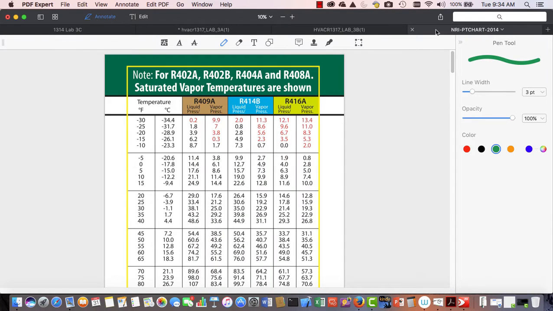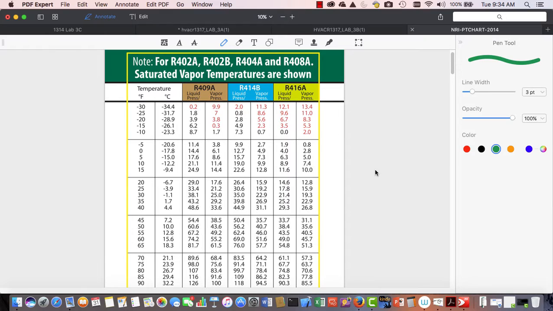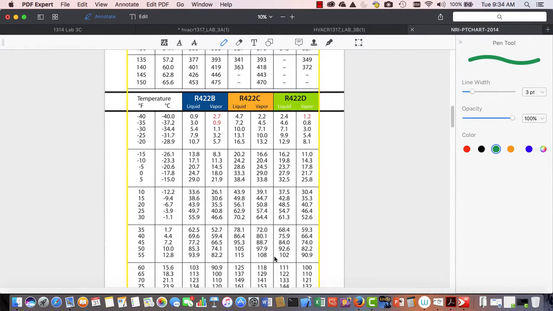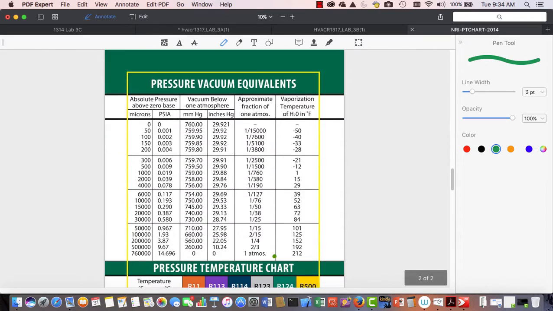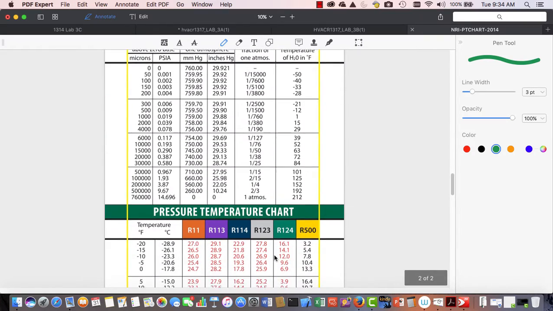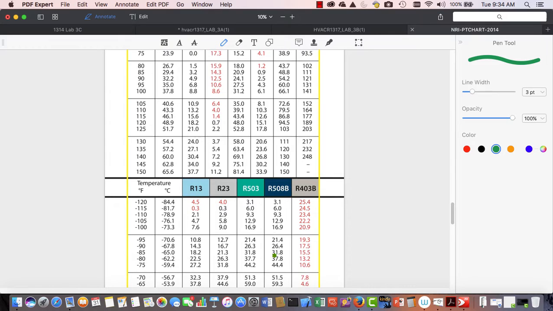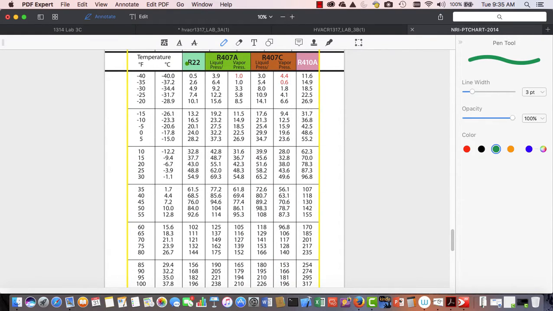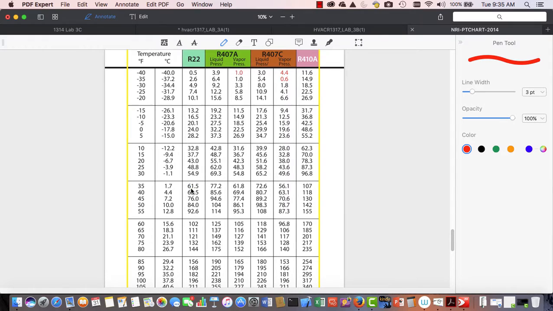So if we go over here to my pressure chart, we need to find the top of the column where we have R22. Now, every pressure chart is a little bit different based on different manufacturers. Okay, so what we need to do is find R22. R22 most often is this green color. Okay, so my temperatures are down the left-hand side of this chart. My pressures are all in the column under the refrigerant.